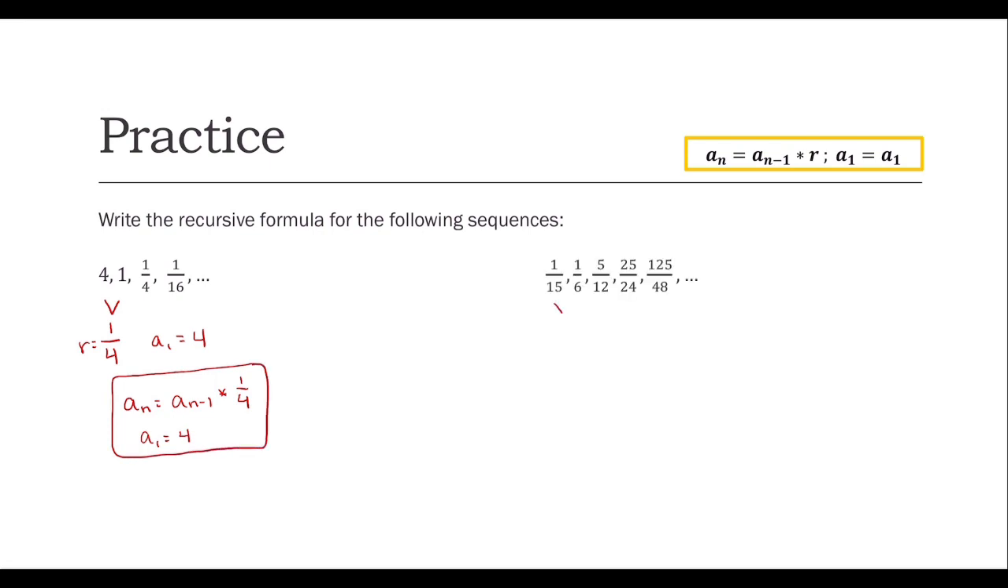On this second example, we'll take our second term, 1/6 divided by 1/15, which equals 1/6 times 15/1. We can simplify that to get 5/2. So our rate is 5/2, and our first term is 1/15. So we have a sub n equals a sub n minus 1 times 5/2, where a sub 1 equals 1/15.